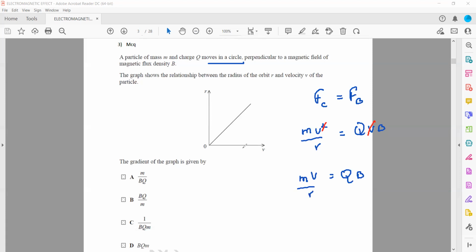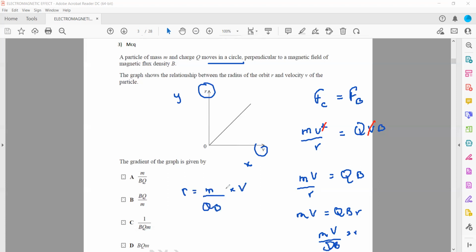And we are plotting a graph. We have r on the y-axis and v on the x-axis. So if I divide by r on one side and multiply on the other, mv is equal to qBr. Or I can say mv over qB is equal to r. Or I can say r is equal to m over qB into v. I just rearranged.